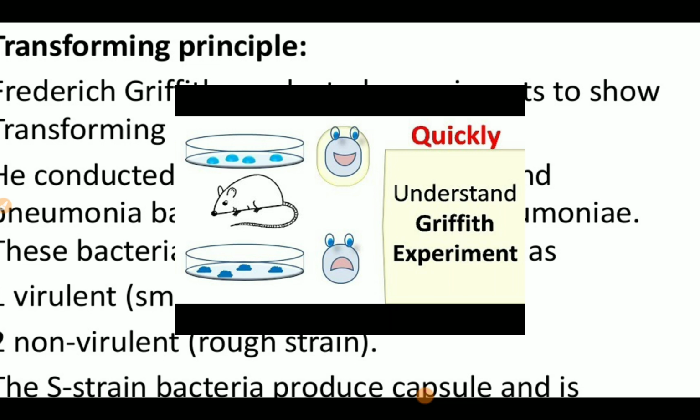Now, how this change is brought about, we are going to discuss here in the transformation principle. Transformation was first studied by Frederick Griffith in 1928 while studying the pathogenicity of the different strains of the bacteria Streptococcus pneumoniae. This bacteria is also known as pneumococcus. Now, this bacteria has two main strains. One is virulent S type and the second one is non-virulent R type.